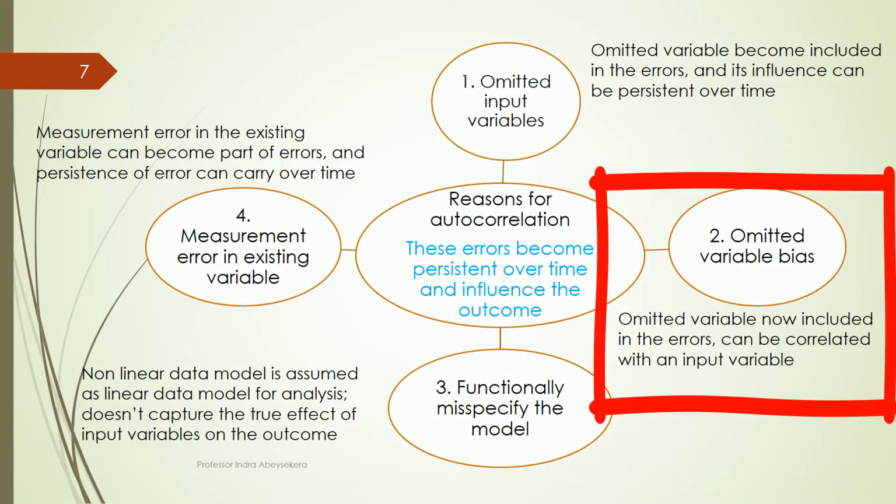Second is the omitted variable bias. There could be a variable that is omitted, which is now in the error portion of the model. But these omitted variables can have a relationship with the existing variables in the model, with the input variables. By that, the errors are exercising an influence on the model outcome.